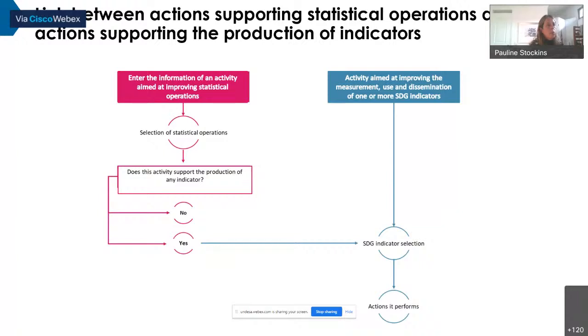In this sense, one of the improvements that we have been putting in the system is a better linkage between the activities intended to improve the statistical operations and the ones intended to improve a particular indicator. So we can avoid duplicating the information that we did before.